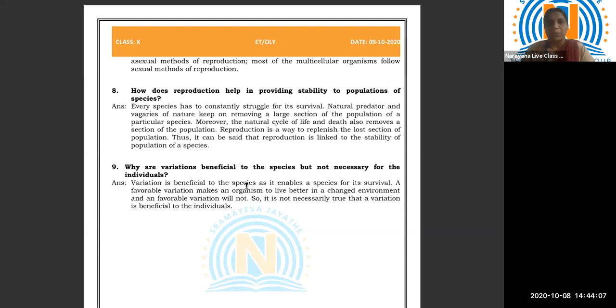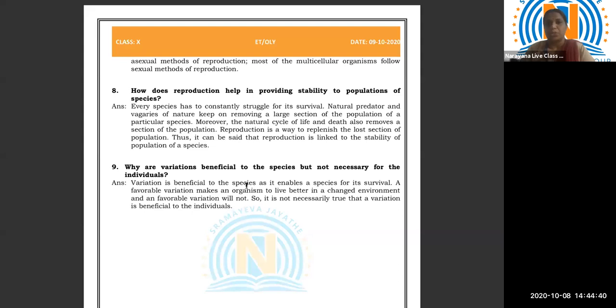Then eighth question, how does reproduction help in providing stability to populations of species? Every species has to constantly struggle for its survival. Natural predators and vagaries of nature keep on removing a large section of the population of a particular species. Moreover, the natural cycle of life and death also removes a section of the population. Reproduction is a way to replenish the lost section of population. Thus, it can be said that reproduction is linked to the stability of the population of a species.